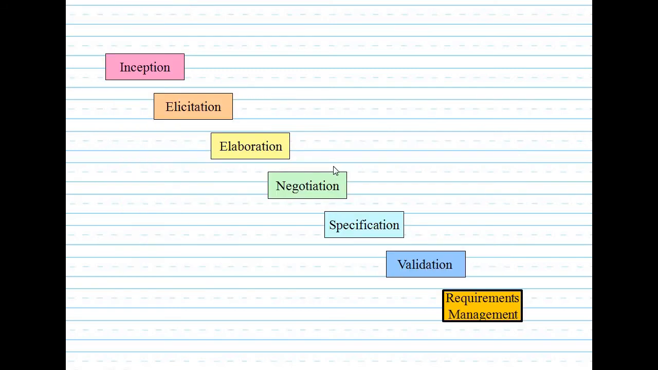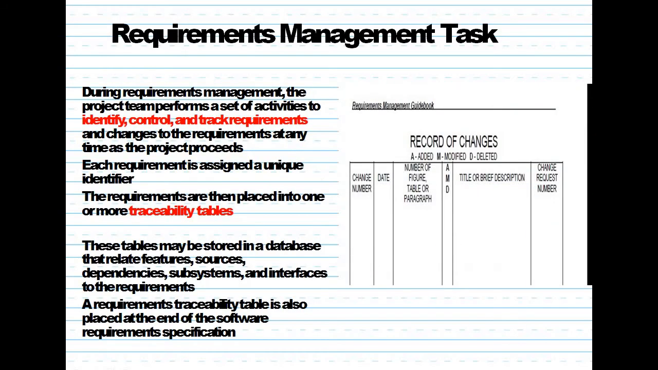Now, last is the requirement management. Now, what is the requirement management task? During requirement management, the project team performs a set of activities to identify, control, and track the requirements and changes to the requirements as the project proceeds.